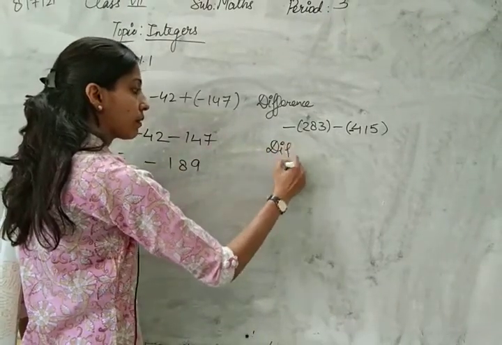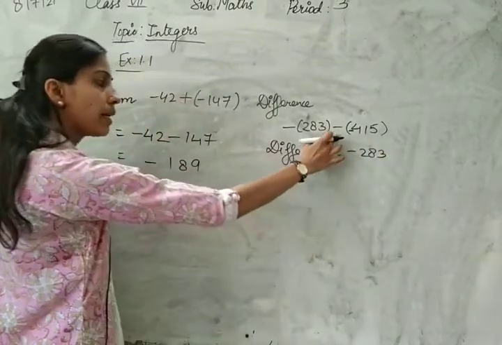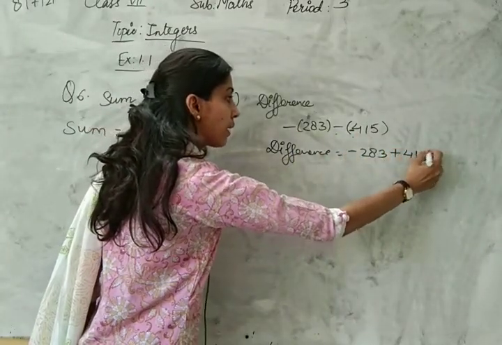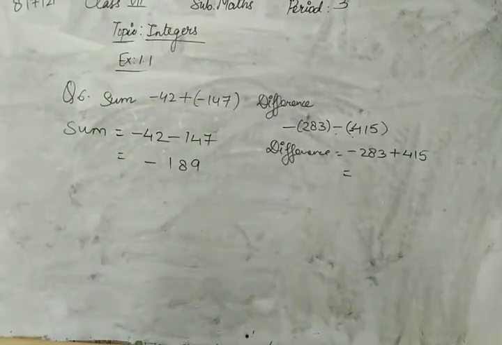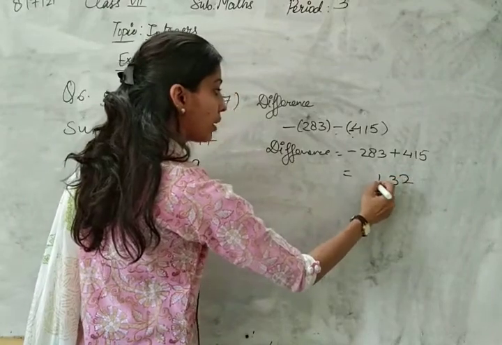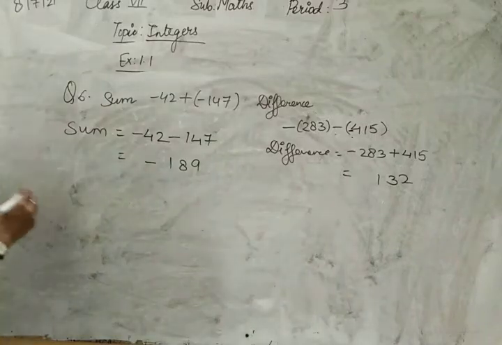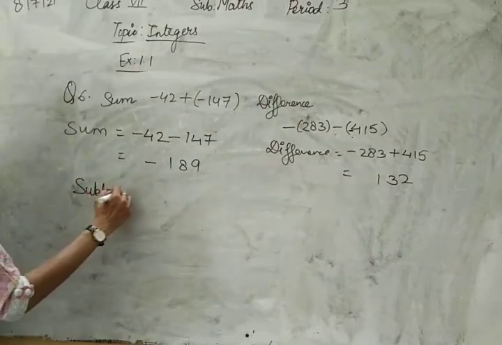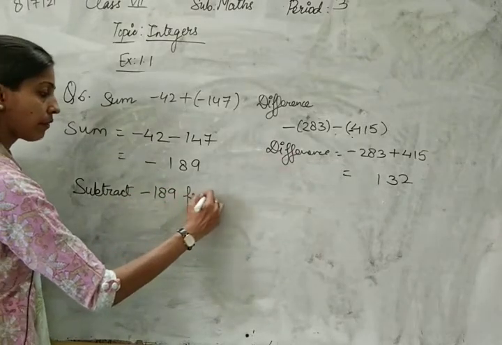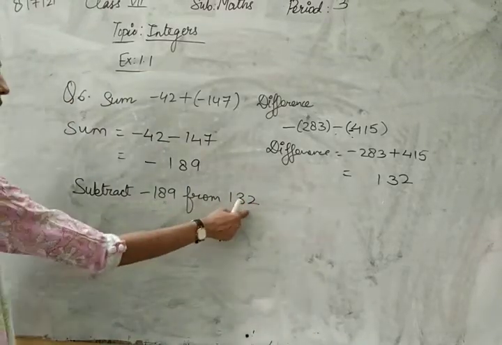Difference will be minus 283. We have put minus here because we have to find the difference. Minus minus plus 415. 415 में से 283 सब्ट्रैक्ट करेंगे, answer will be 132. 132 of positive sign. Clear? Now we have to subtract the sum from the difference. Difference is 132. We have to subtract sum from difference.